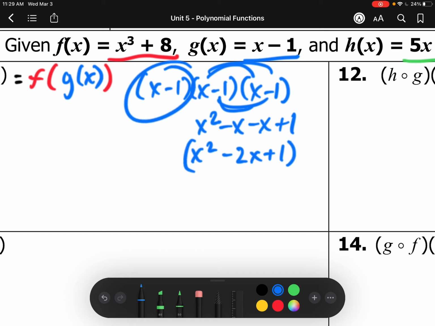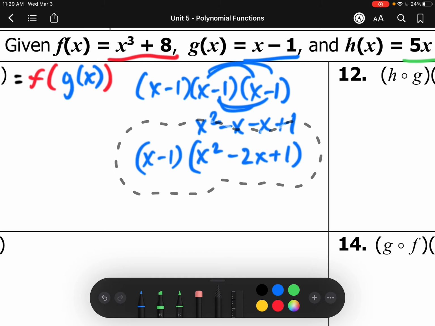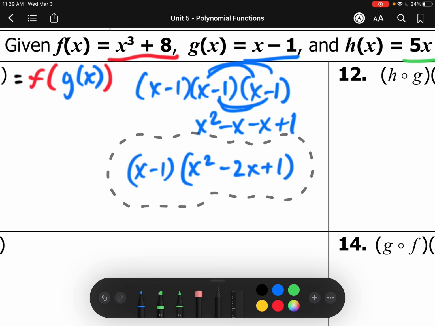Now I have to distribute x minus 1 now, right? So let me actually move it down a little bit so I can have space to show my lines that are being distributed. All right. So I'm distributing x first. So I have x times x squared, which is x cubed.